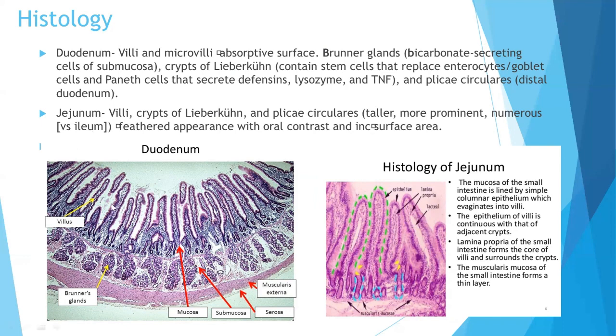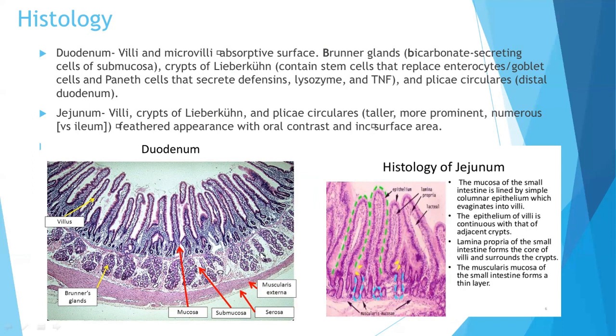Now, in the duodenum histology, we can say these are the villi, and somewhere in between the small villi, the villi contain small microvilli, and this increases the absorptive surface area of the duodenum. And then we have the mucosa here, and then we have the submucosa. And here you can see in the submucosa, you have the Brunner glands.